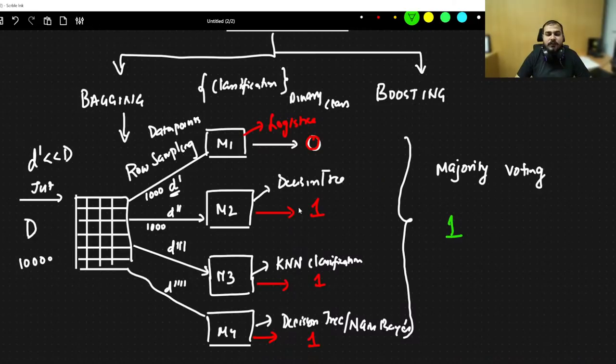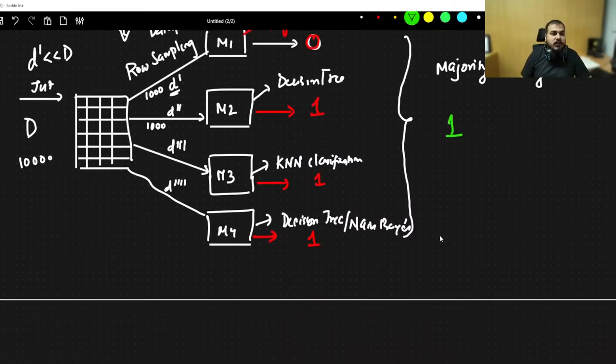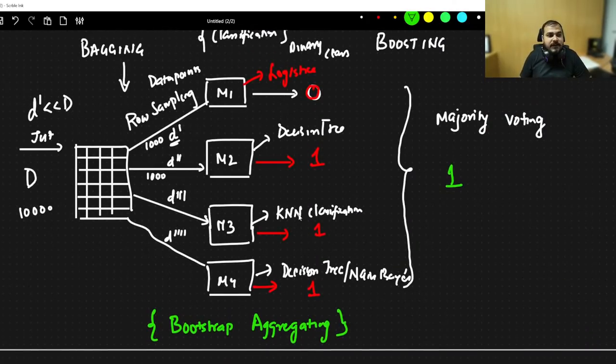Okay? This is the concept of bagging, wherein you are providing different rows with probably all the features in this case, and giving it to different models, which are classification models. And then finally, you are combining them based on majority voting, and you are getting the answer as 1. Okay. So this step is called the bootstrap aggregator. That basically means you are aggregating all the outputs that are coming from all the specific models. Okay.